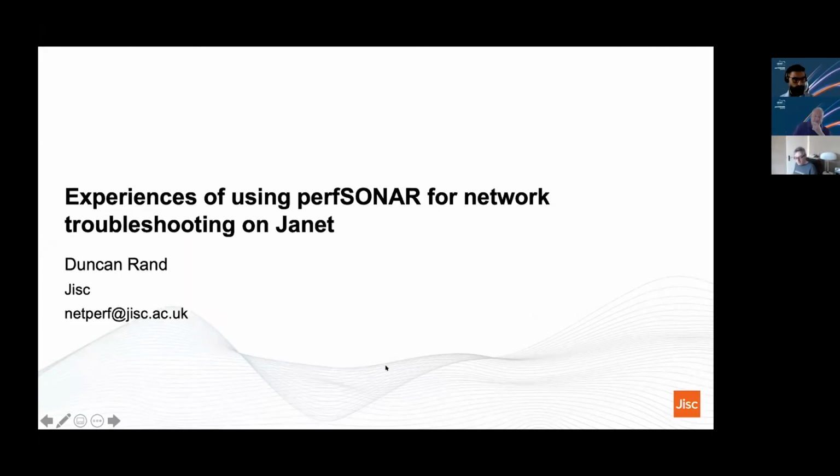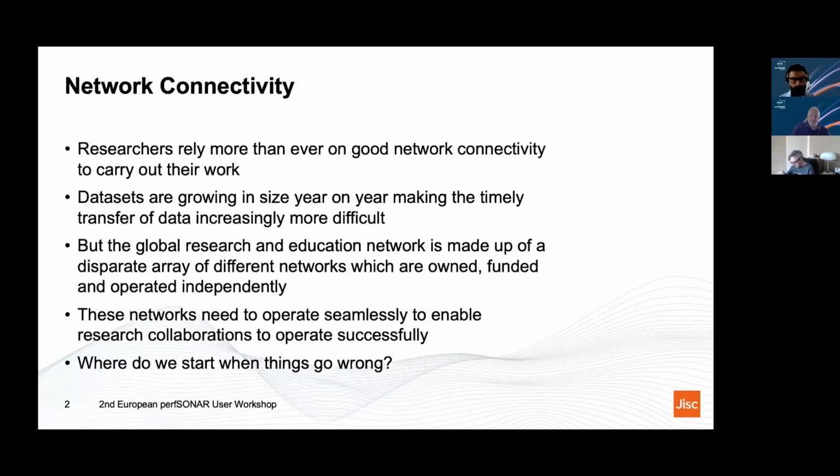Okay, so I'd like to talk today about an example, a use case that we had when diagnosing some problems that we saw on the GÉANT network. My name's Duncan Rand. I work for Jisc and I also work for Imperial College in London.